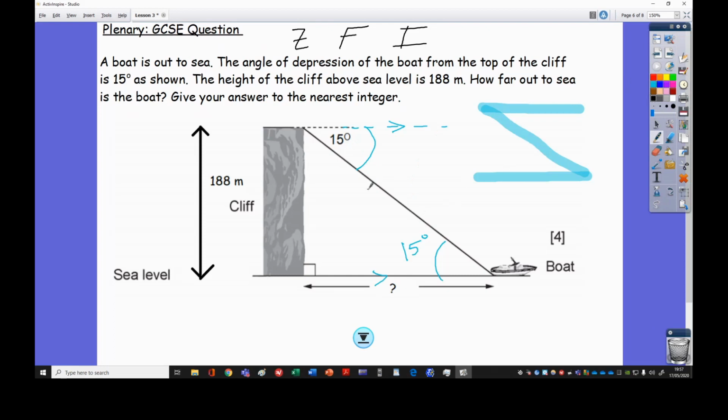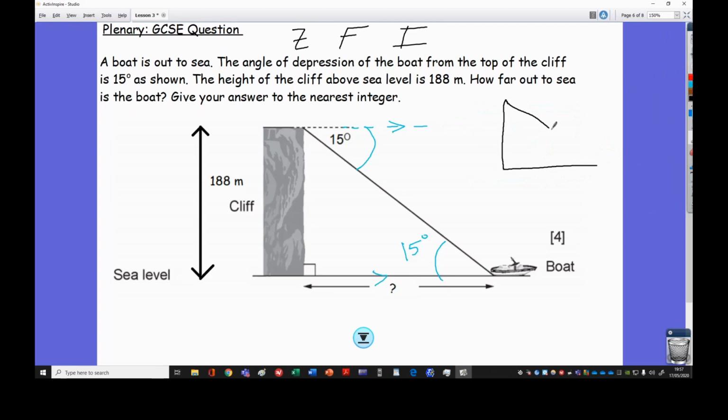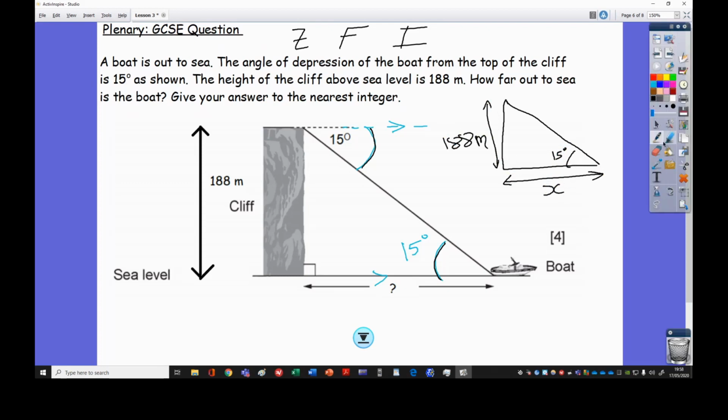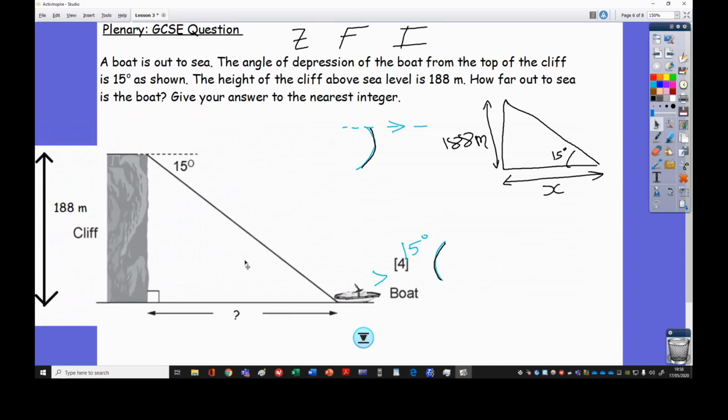Okay, so hopefully you realize that we could model the situation as a nice right angle triangle. So remembering first of all that we have alternate angles, the angle of elevation is also 15 degrees because it is alternate to the angle of depression. So we've got 15 degrees here. We have a cliff which is 188 meters high, and we want to know how far out to sea the boat is. We could call that x, the unknown side x.